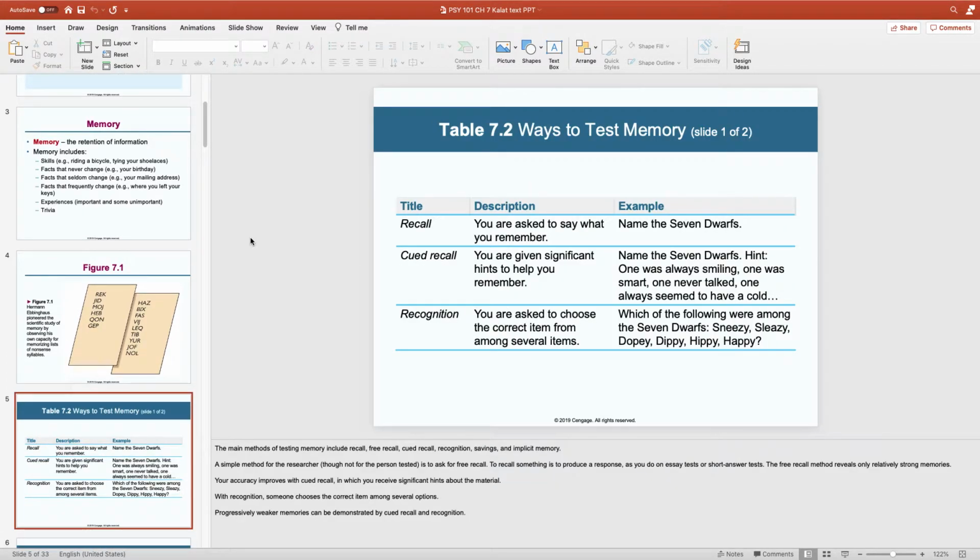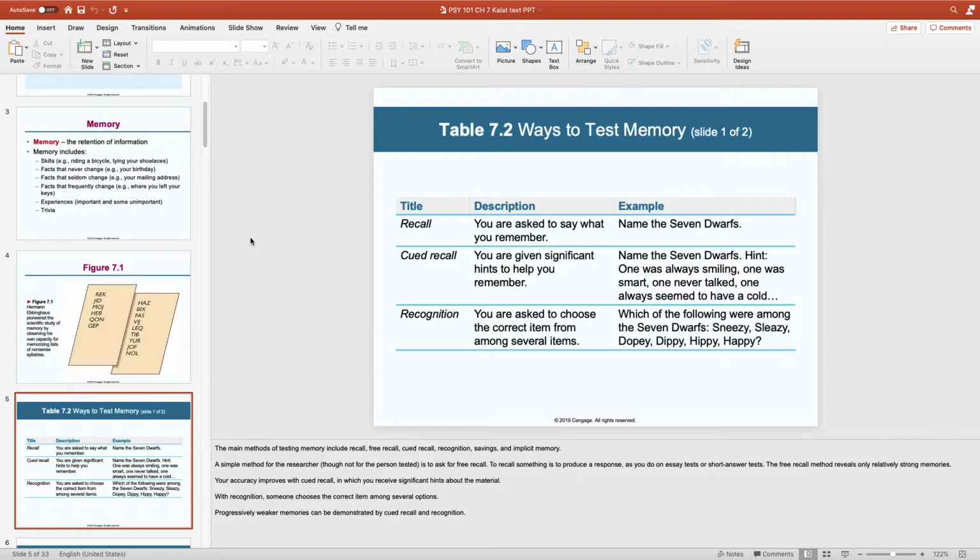This table covers this slide and the next slide. There are two slides, ways to test memory. The first three on this slide, recall, cued recall, and recognition, are what's known as explicit memory. It's where we're looking directly at what we can actually remember. It's a direct or explicit way to look at memory.